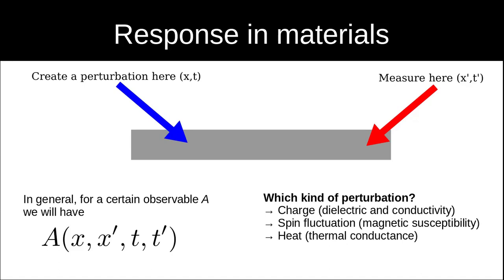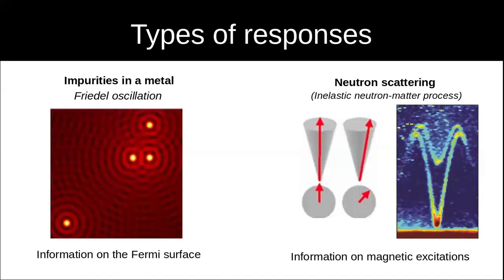The idea of linear response theory is that it allows us to predict the measurement that we will see at position x prime and time t prime as a function of the perturbation at x and time t. And this expectation value effectively just depends on the electronic structure of the material.